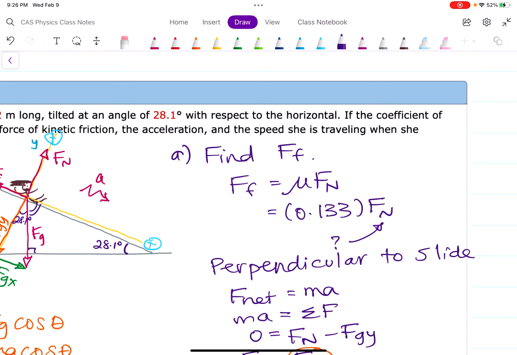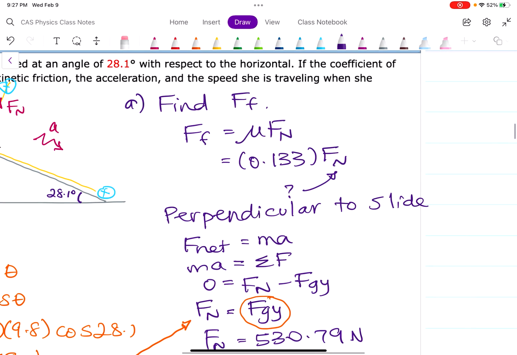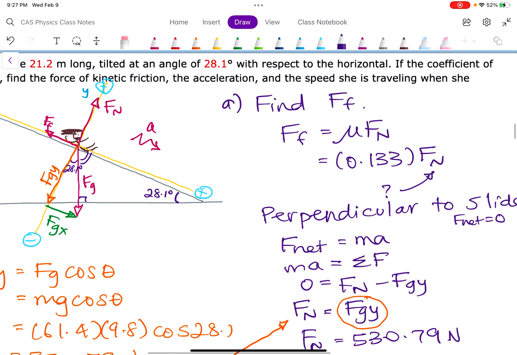In the perpendicular dimension, the person is not floating off the slope, and they're not smashing into the slope, so their acceleration is 0, and their net force is going to equal 0. So perpendicular to the slide, F net equals 0. Then the only two forces acting in the perpendicular direction are the normal force up and the force of gravity in the y direction. This orange vector, FGY, is opposing Fn.